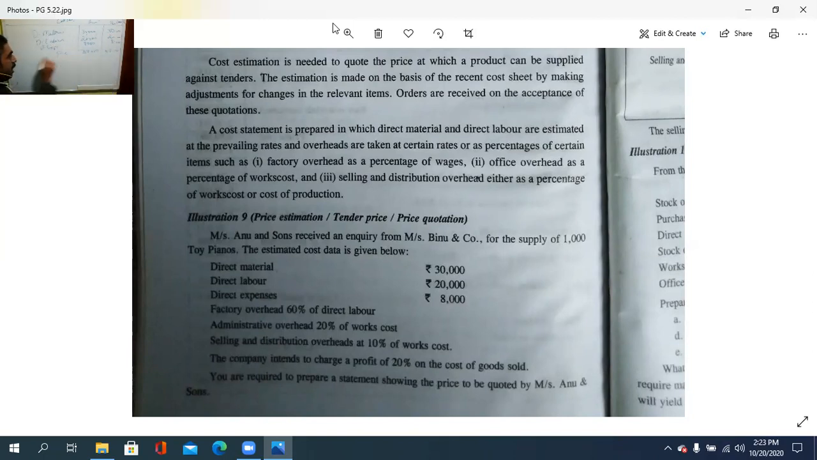So this is what prime cost. And factory overheads, how much it is? Factory overheads is 60% of direct labor.